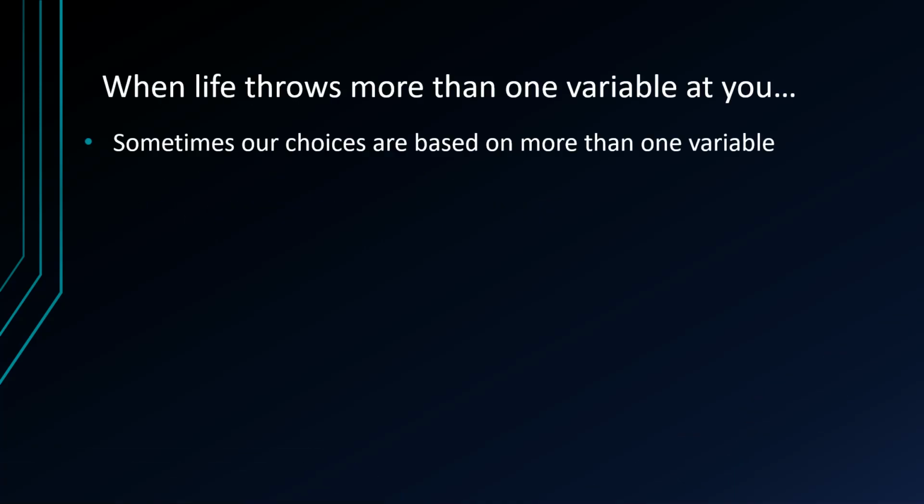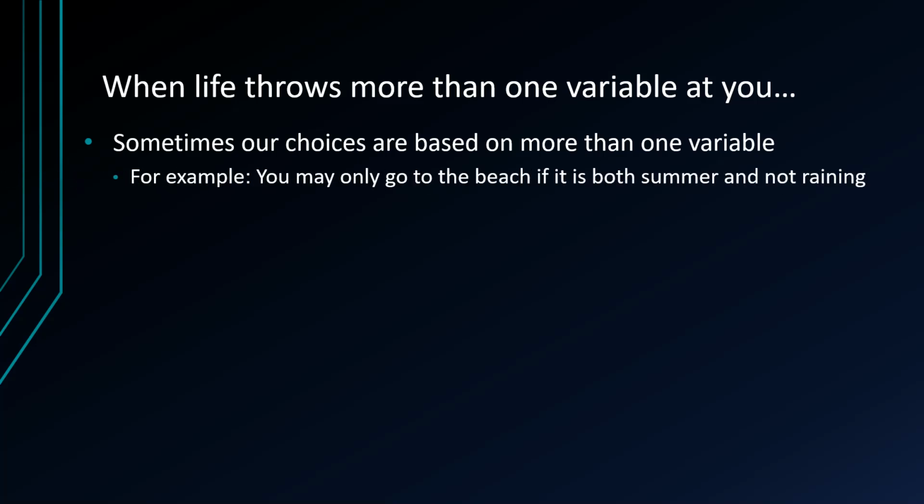So what do I mean by that? Well, when life throws more than one variable at you, the truth is sometimes our choices are based on more than one variable. In fact, most times they are. So for example, if you decide to go to the beach, that might be based on whether it's summertime and whether it's not raining, right? You're not going to go to the beach in wintertime, and you're not going to go to the beach if it's raining. It doesn't make any sense to do so, barring any weirdness. But anyways, so that's two variables that are dictating that choice.